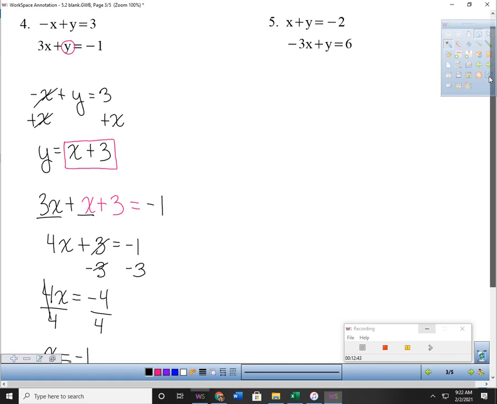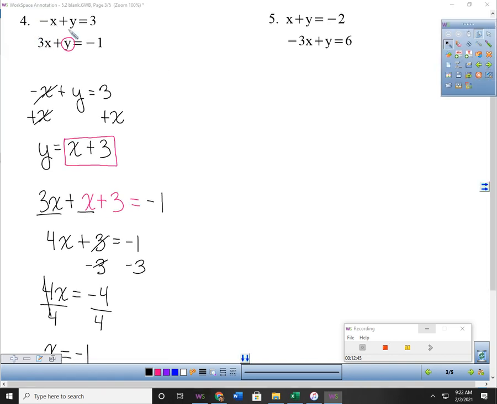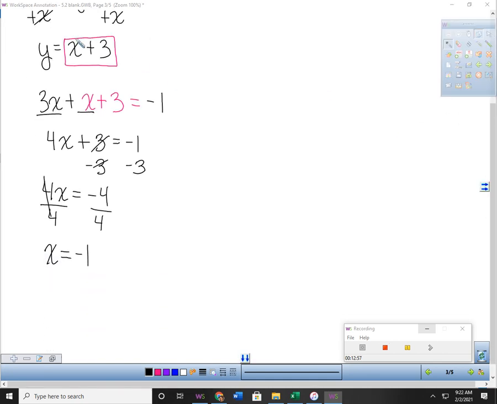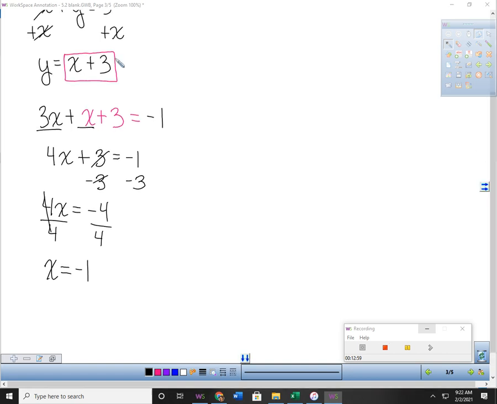Then once I get that, I'm going to take and plug in to one of my originals. Now, here's the thing. You can plug into one of these up here, or I can plug into the one that I rewrote, because this is the same thing as this up here, right? I just rearranged it. So I'm going to go ahead and, it's kind of risky sometimes to use something that you manipulated already, but it's just easier to plug into that. So I'm going to take the y equals, and I'm going to plug in the -1 right here for my x. So I've got -1 plus 3.